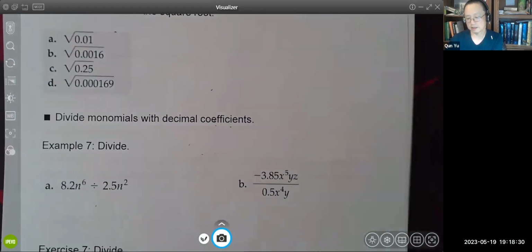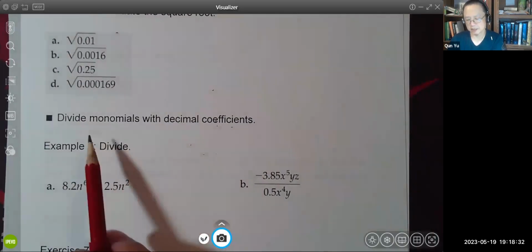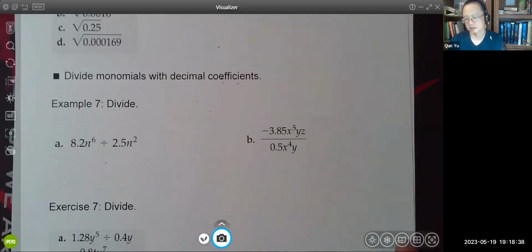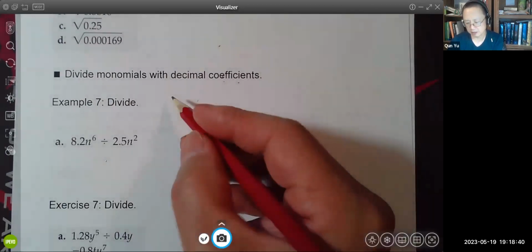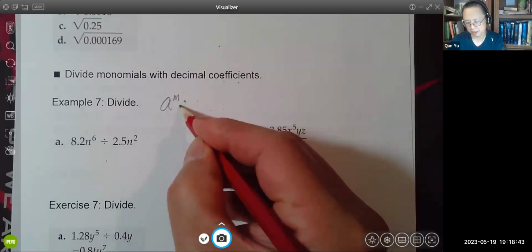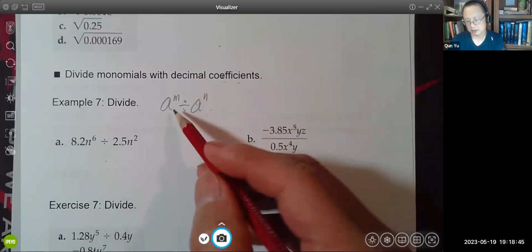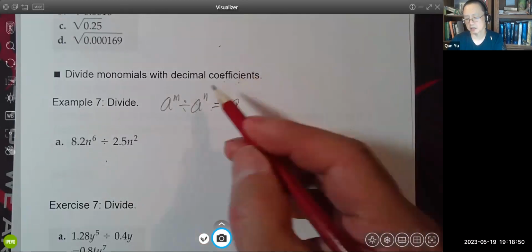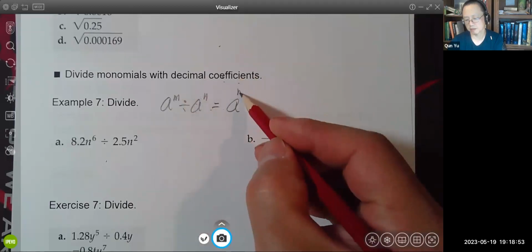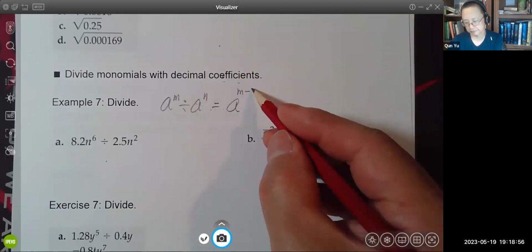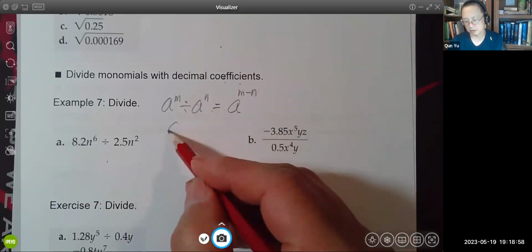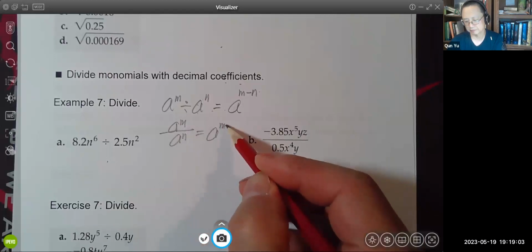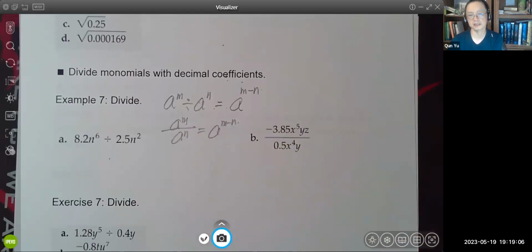Now let's look at the next learning objective. Divide monomials with decimal coefficients. First, we learned this formula before, a to the m divided by a to the n. When they have the same base, the result of the division will have the same base. What is the exponent? You use the first one minus the second one. This division can also be written in fraction format. They are the same thing.